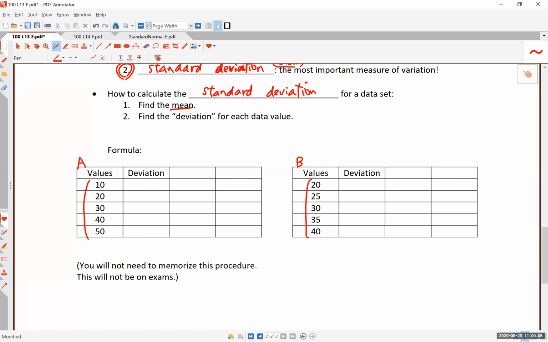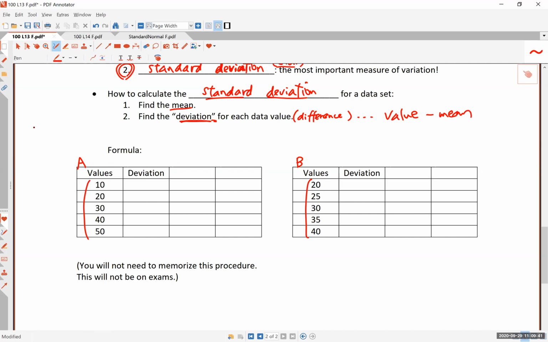Here's the first thing you do. Find the mean, okay? And then number two, find the deviation from each data value. Now, the deviation is different from the standard deviation. There's only one standard deviation for each set, but there is a deviation for each of these values. Basically, it's the difference between the mean and that number. So this will be the mean, and this will be the value, each value, minus the mean.